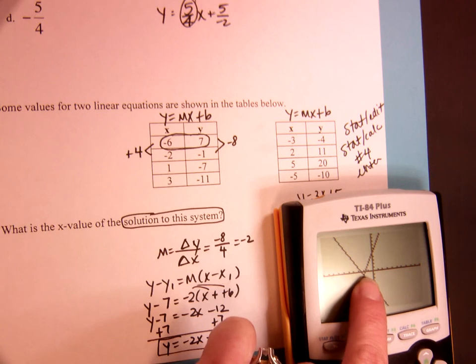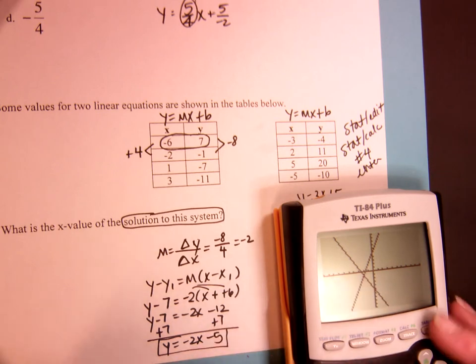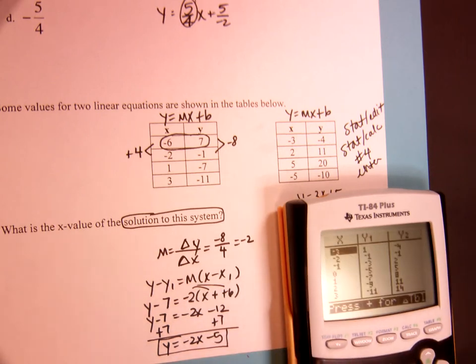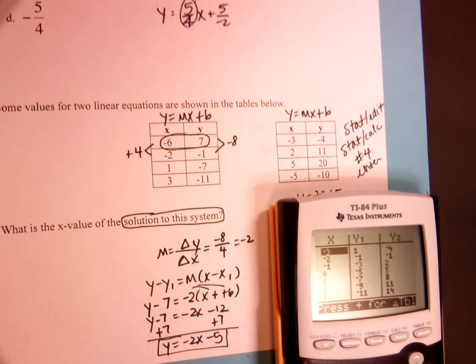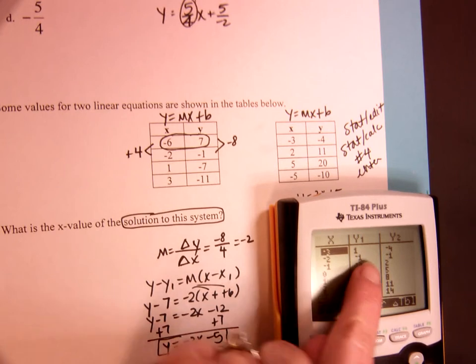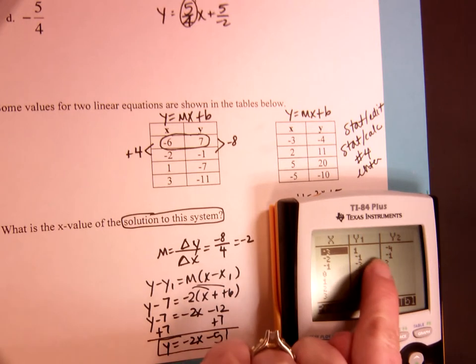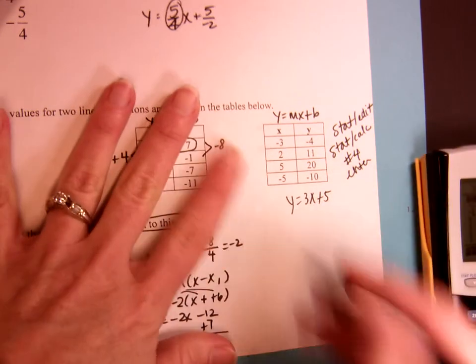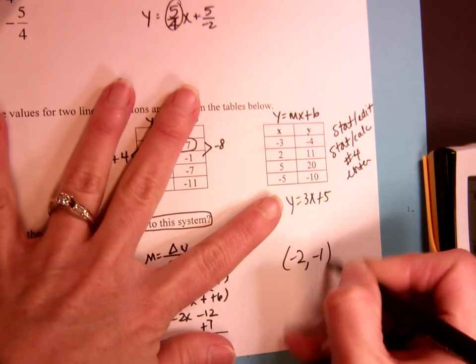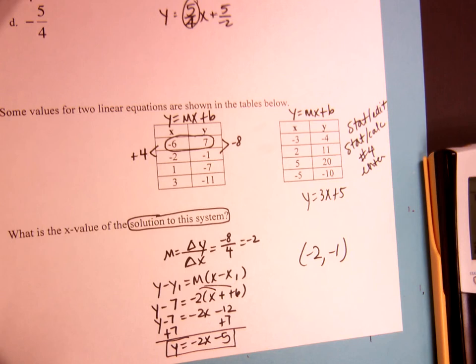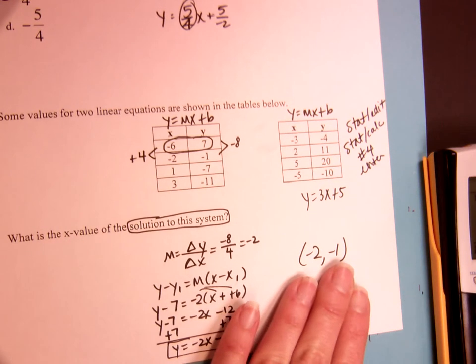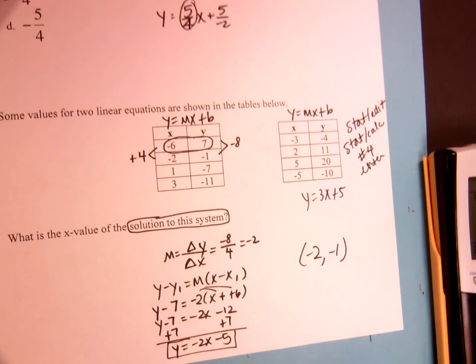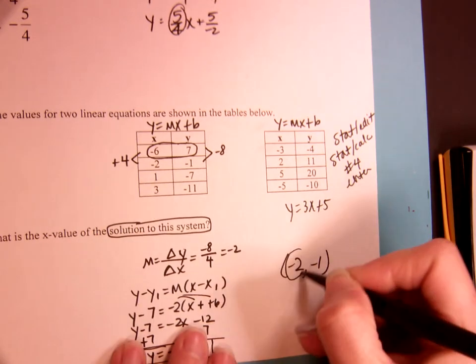But we want to be sure. So what we're going to do is go to the table, second and graph, and you want to look to see where the numbers are the same. So if you look right here, the numbers are the same on the y at negative 1. So negative 2, negative 1 would be the point of intersection. But we want to go back and just double check what the question is asking. It says, what is the x value of this point? The x value would simply just be the negative 2.